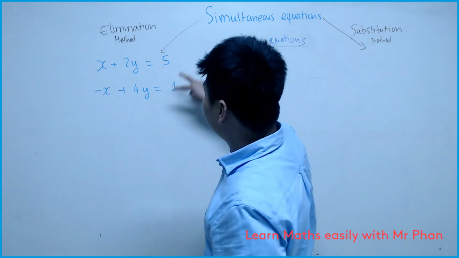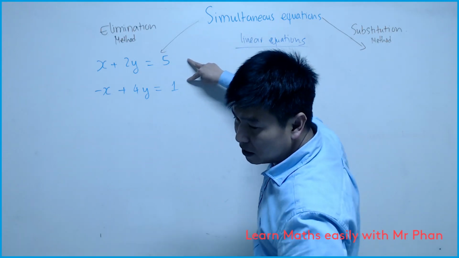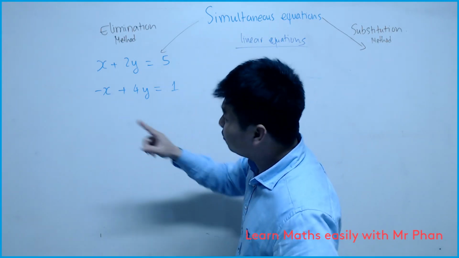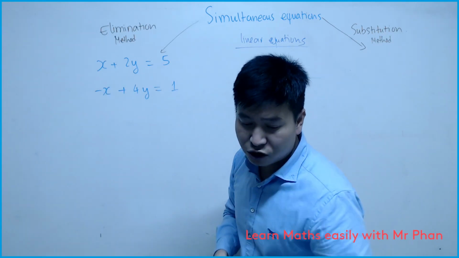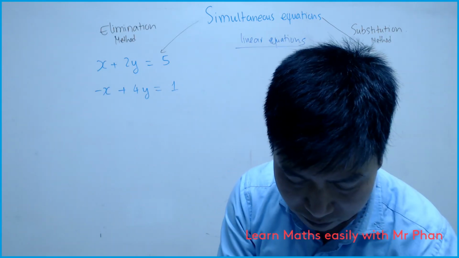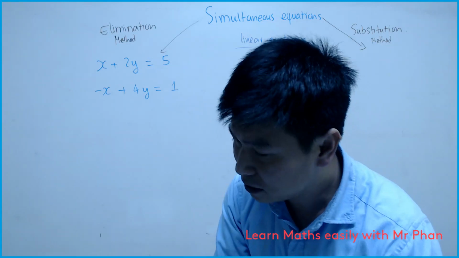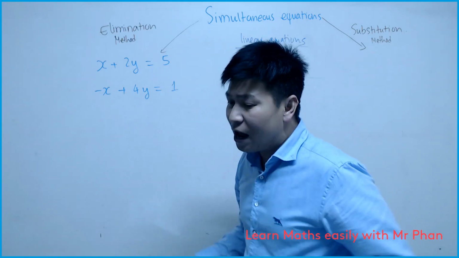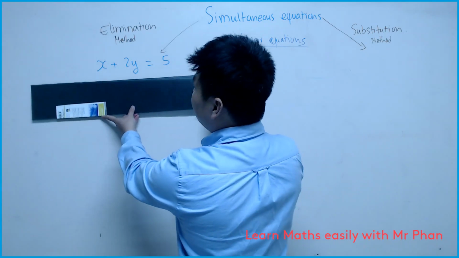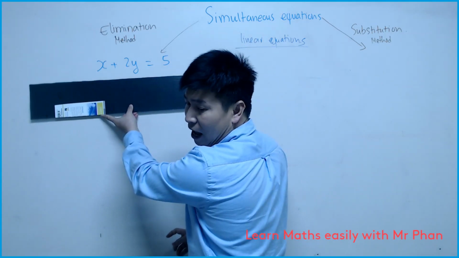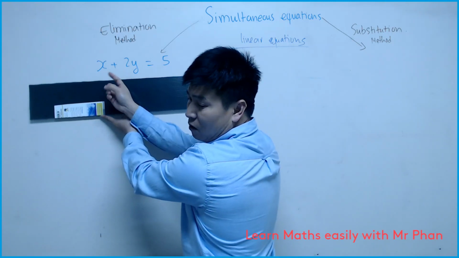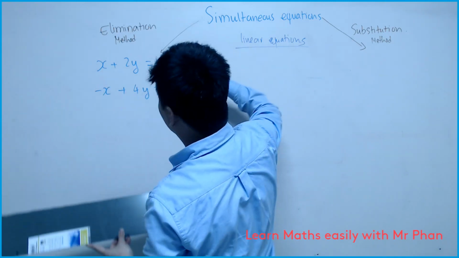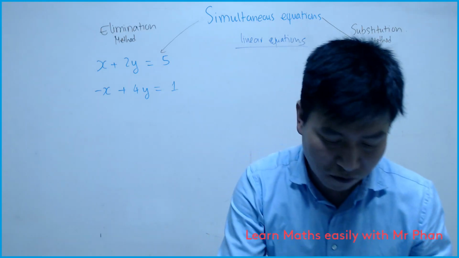When you look at the equations here, they have two linear equations and two variables, x and y. You cannot solve an equation if you are given one equation and two variables. You cannot do it. So when you solve for two variables, you need two equations. That's why you are given two equations to solve it.